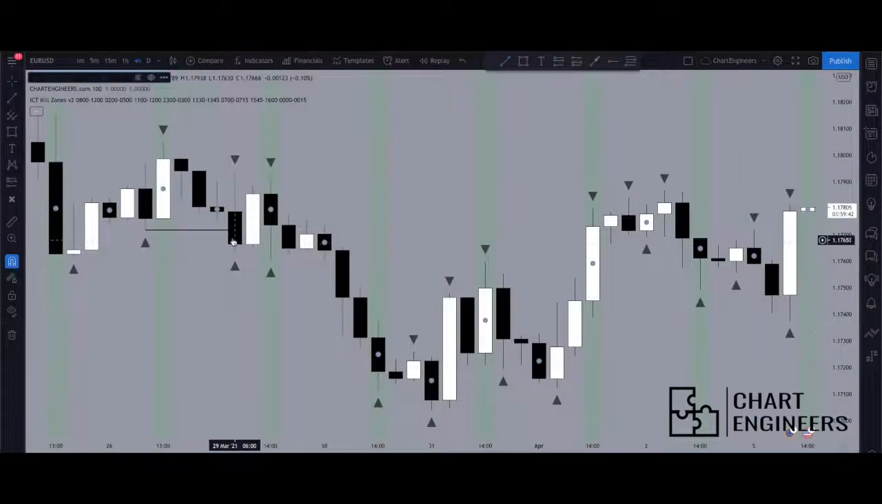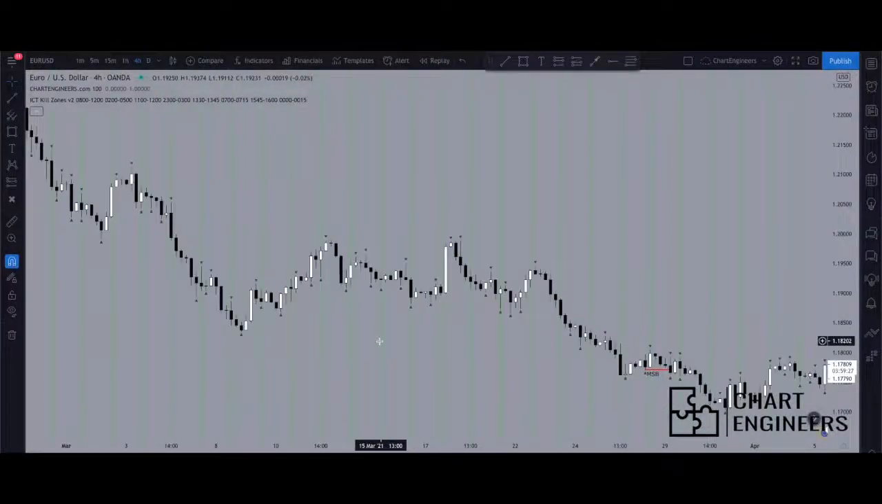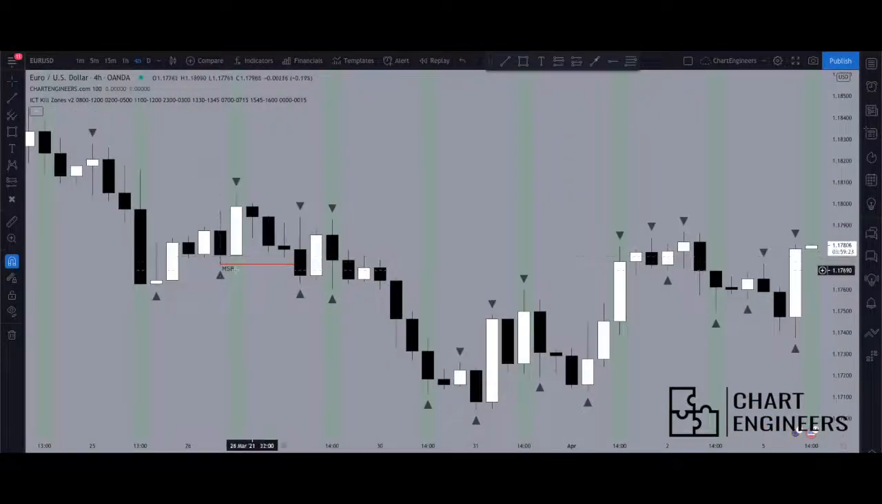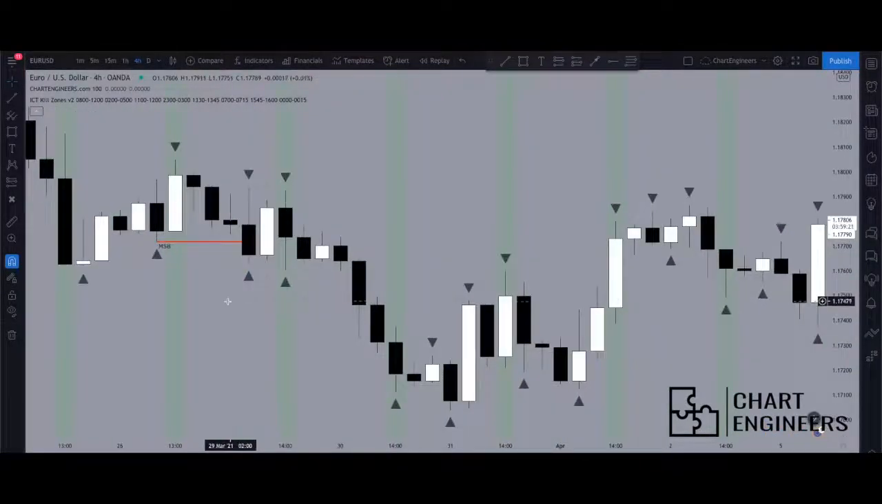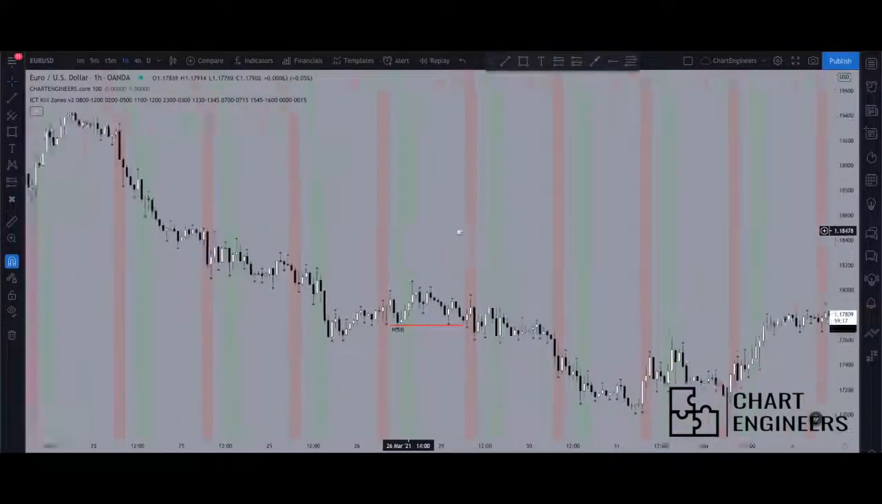So here's my most recent structure break to the downside. H4 bearish structure break, and what that tells me is that price will eventually want to go lower. We've got no fair value gaps anywhere, so just mark out this structure break to the downside. Then I would go to the H1 time frame.